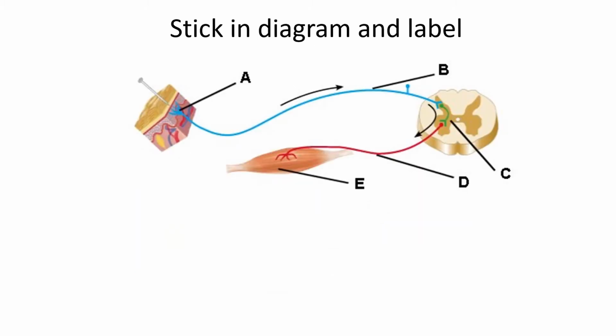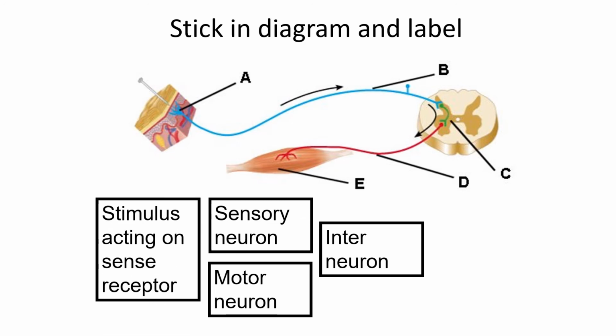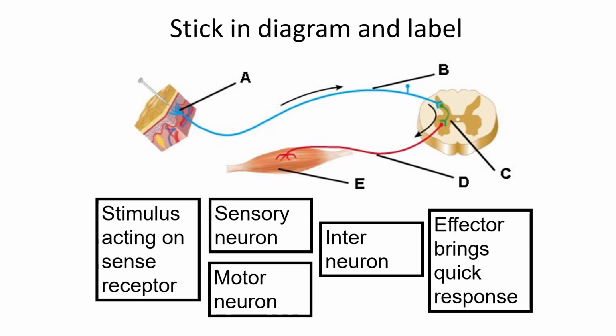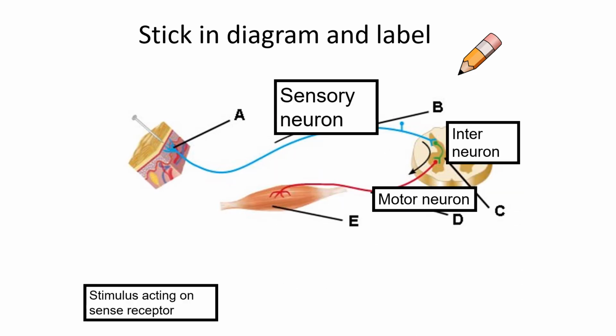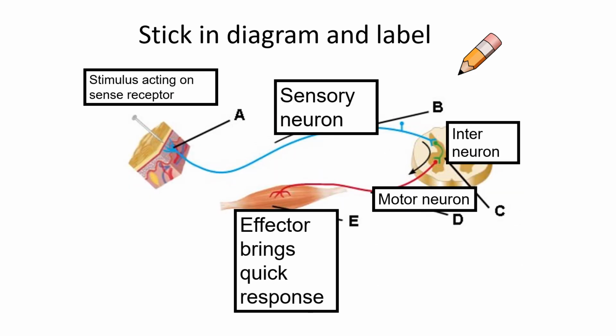You should now be able to label A to E with your previous knowledge before I go over the answers. I will put up the word bank, but if you don't want to use the word bank, pause the video now. So here's the word bank. Right, so the answers are that A should be the stimulus acting on the sense receptor, B should be the sensory neuron, C the interneuron, and then D the motor neuron. Then E is the effector, which brings about a quick response. So you should have managed to get all that correct. If not, then you'll need to go back and watch the video again.